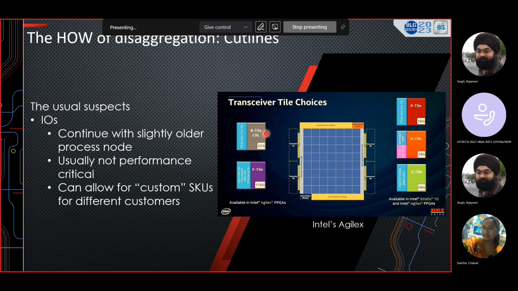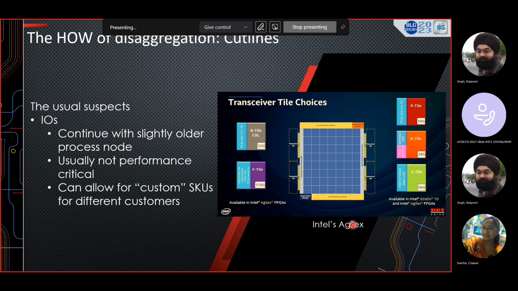The other choice is the IOs, and this is on the other side of the spectrum, let's say. Whenever you move to a new technology, all the IO PHYs will have to be done all over again. So that's a huge cost. It increases the time to market. Which means that it makes a lot more sense to keep the IOs in the previous generation, the N-1 generation. Plus, these are not usually performance critical. It is probably okay for your solution to not go to PCIe Gen 6; maybe PCIe Gen 5 also works. So these things make the IOs a good candidate for disaggregation.